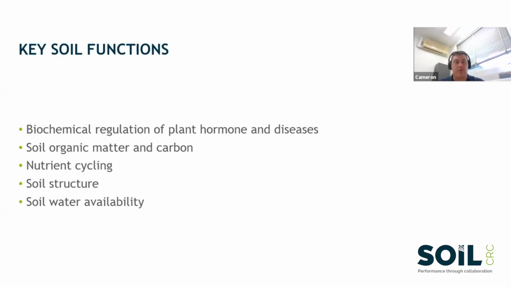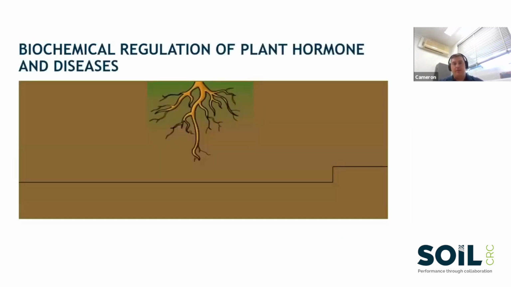So these are the key soil functions the soil microbes are involved in. You've got the biochemical regulation of plant hormones and diseases. You've got your soil organic matter, the turning over of organic matter and carbon storage. Nutrient cycling is probably the biggest one. Then soil structure, where they're involved in aggregation, and soil water availability. I was just going to go a little bit into, not exact mechanisms of how they do this, but just a brief overview. So if I lose you here at any point, just stop me and I can further explain it.